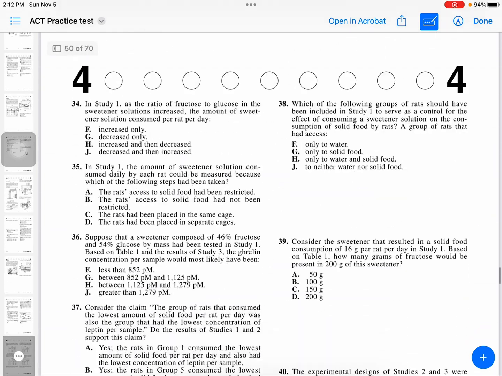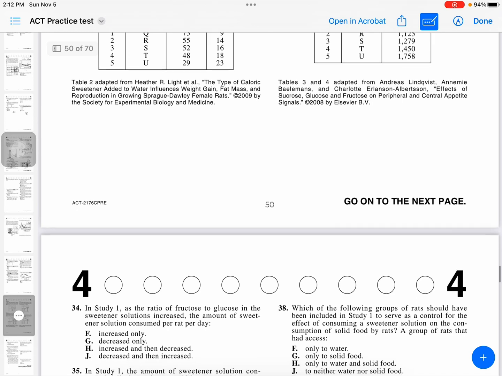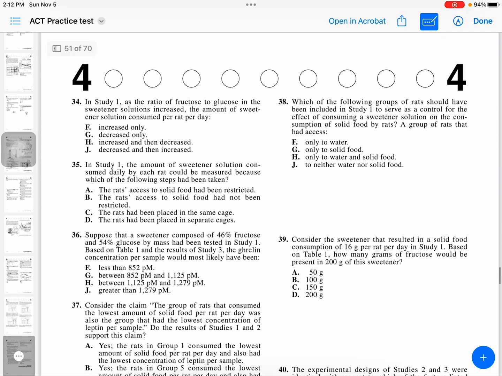Almost there. Wow, that was... So old folks need extra time, and I think young folks should probably get extra time too.